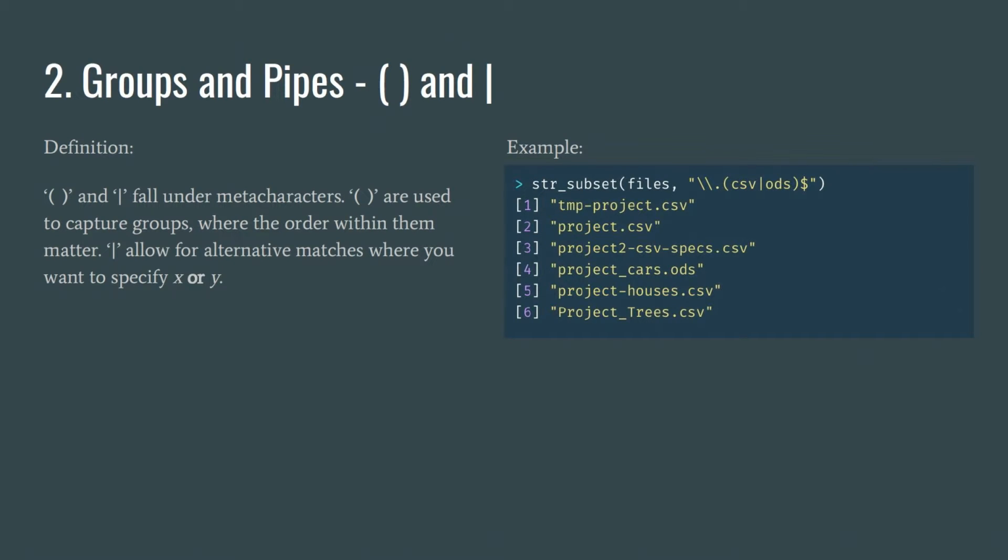Next, groups and pipes. Groups are used to group characters. Pipes are used as the logical OR operator. So for example, if as a first step we want to start by finding all the .csv and .ods files, we group them in parentheses and separate them with a pipe, specifying that we're searching for all the files ending with .csv or .ods.